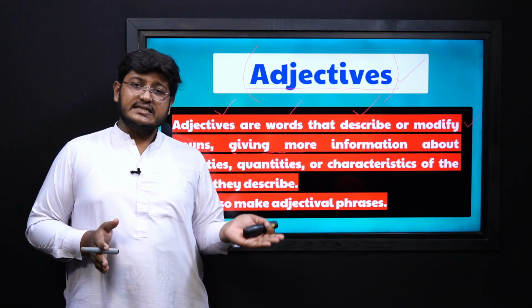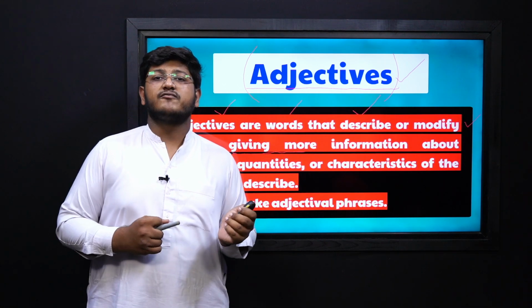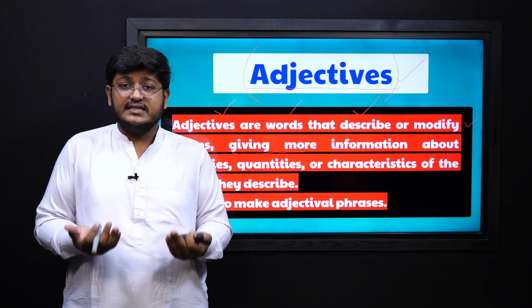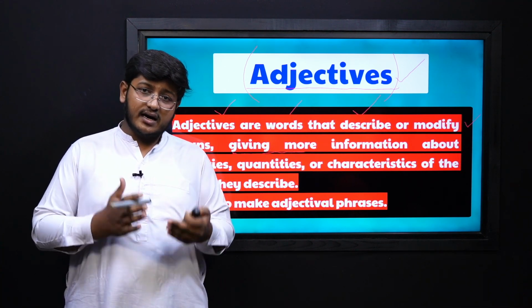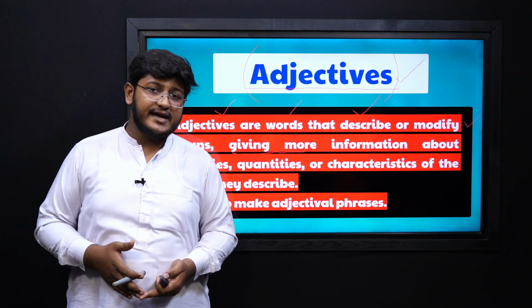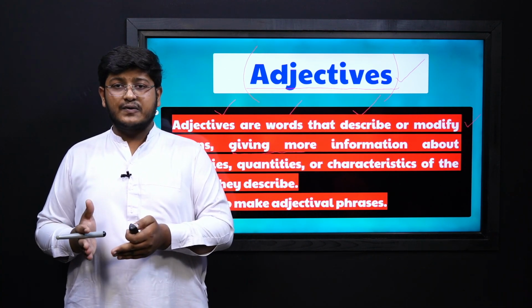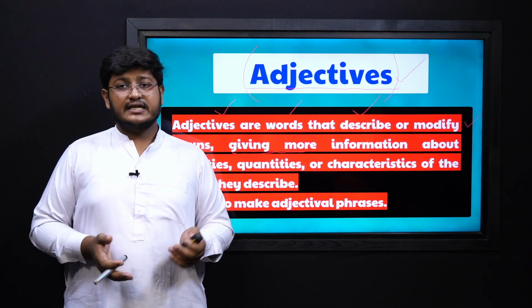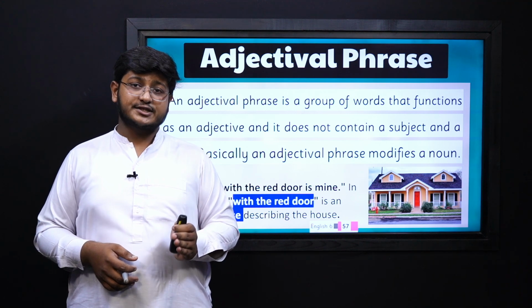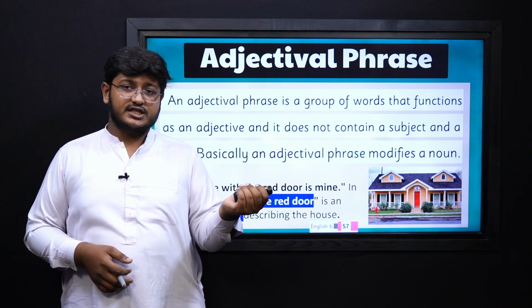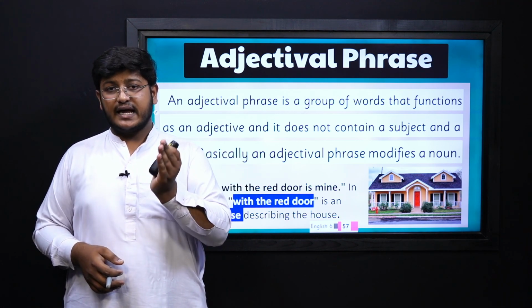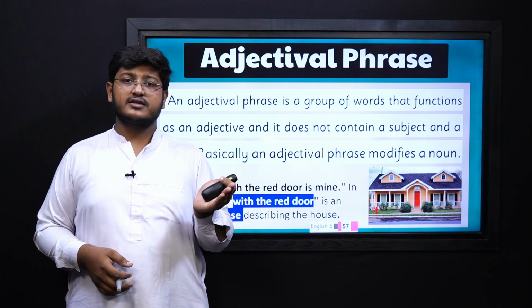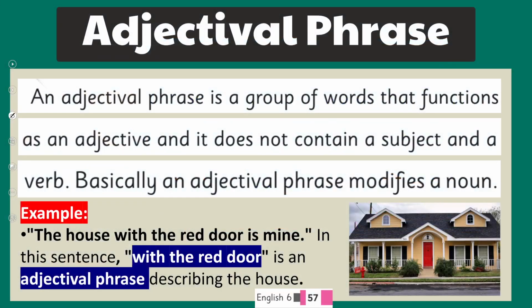So these adjectives, or describing words, make phrases as well. What are phrases? A group of words. So there are groups of words which describe the noun like adjectives. Let's find out what adjectival phrases are. Adjectival phrases are actually made from adjectives and their work is the same as adjectives. They also describe or modify nouns.